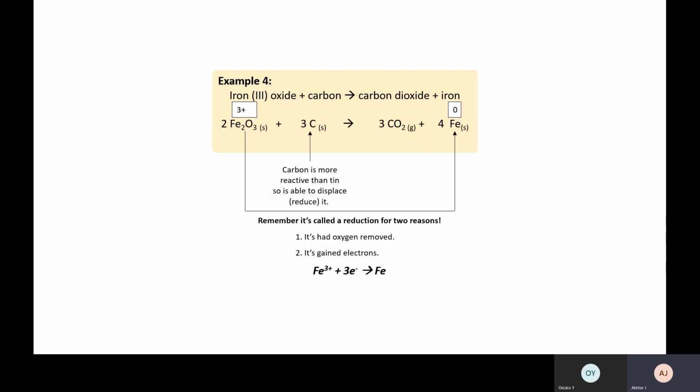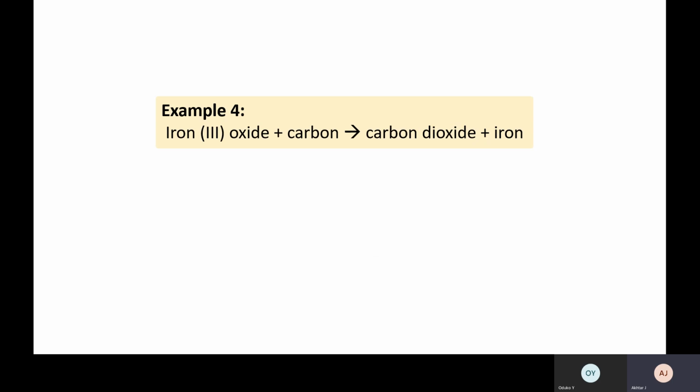Okay, and the last one. I just jumped ahead there. Right, try this one please. Iron oxide plus carbon make carbon dioxide plus iron. I want the symbol equation and the half equation to show reduction of iron. Pause the video and try that.